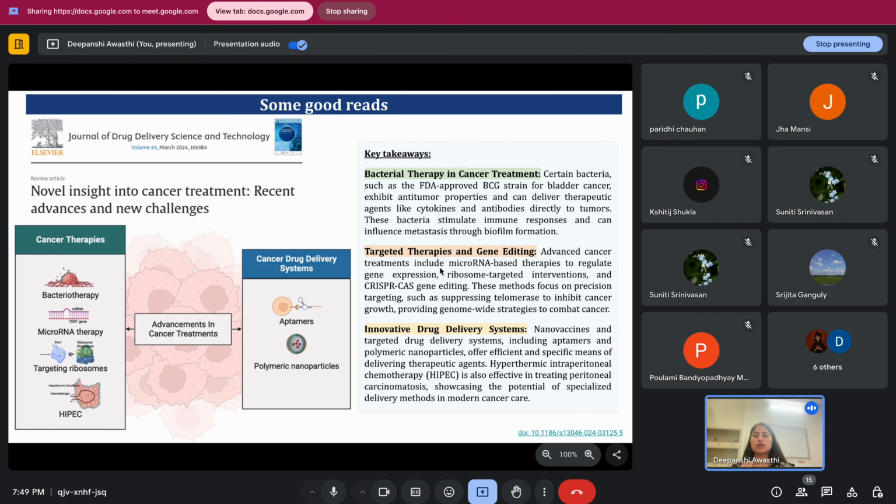Yeah, so I was talking about the review article: other than the targeted therapies and gene editing, innovative drug delivery systems have come up in recent times, such as nano vaccines or targeted drug delivery systems, which include aptamers and nanoparticles. So these are all the advancements which have been observed in cancer treatments.